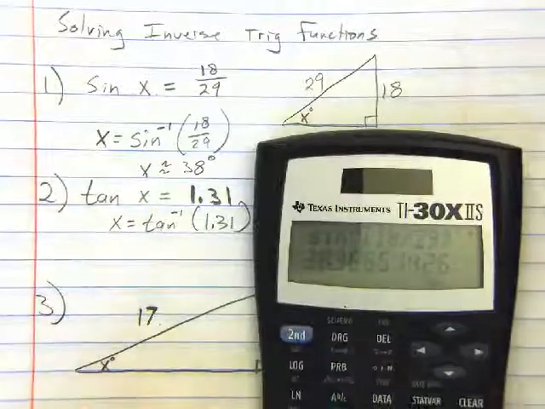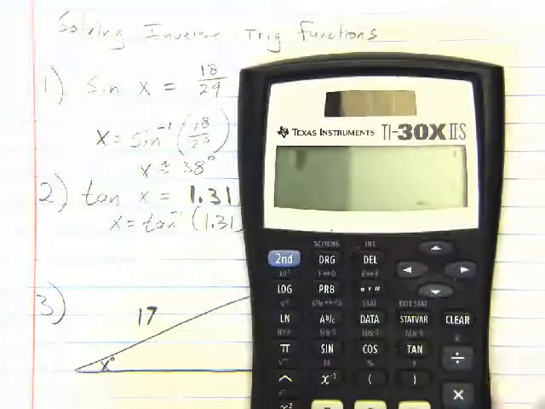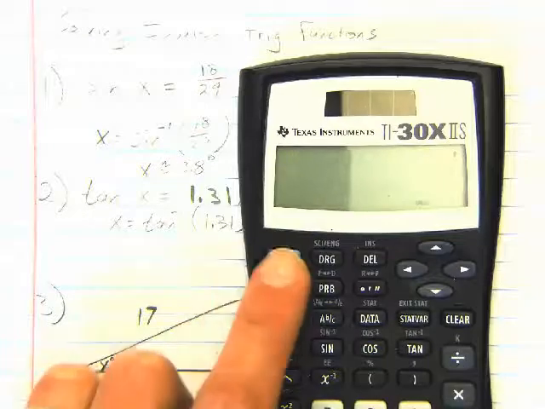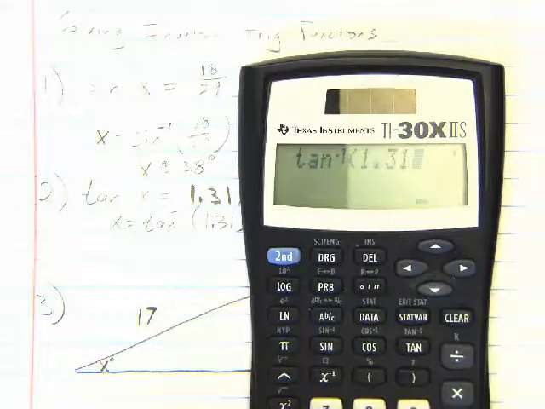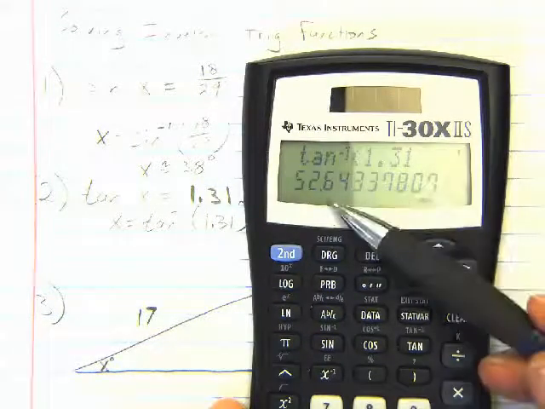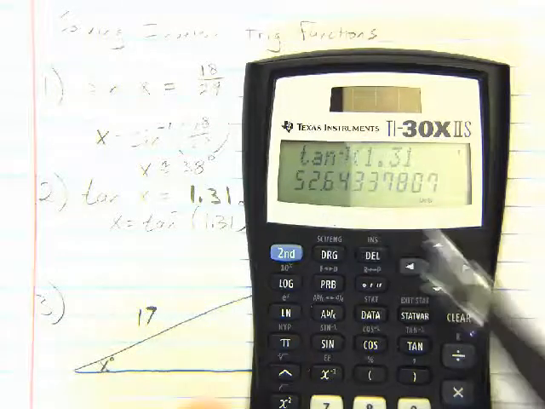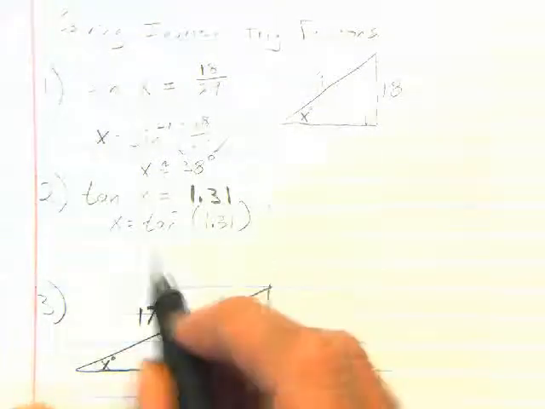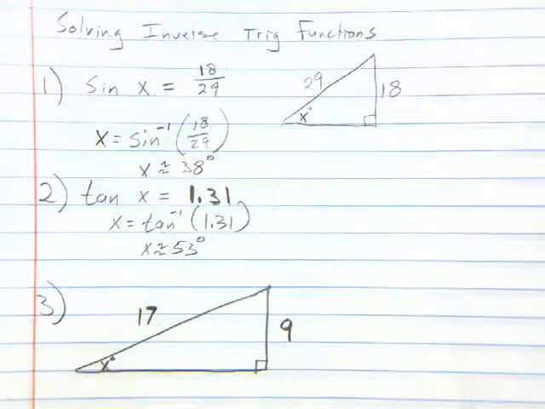So I'm going to clear this one out. Clear. And I'm going to do the inverse tangent. So I'm going to do second inverse tangent there. And I'm going to type in 1.31, enter. So now I'm getting this. What is this to the nearest whole degree? The 6 is going to round that 2 to a 3, so that's going to be around 53 degrees. X is approximately 53 degrees.